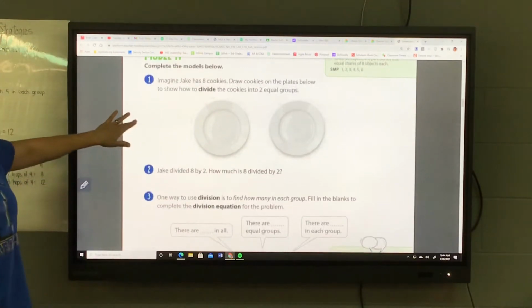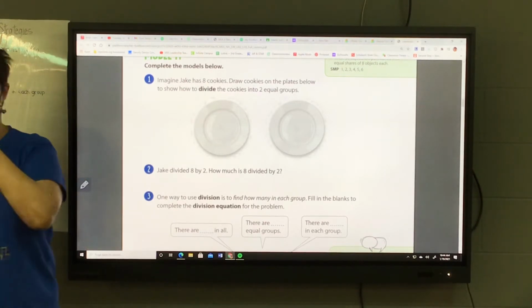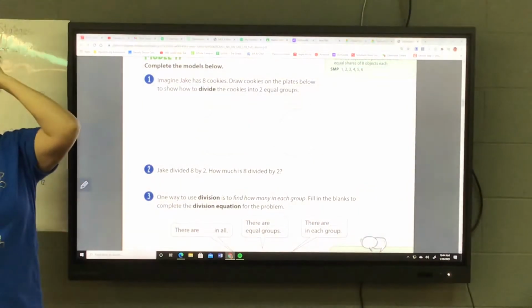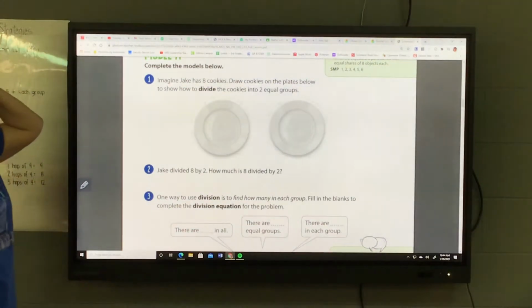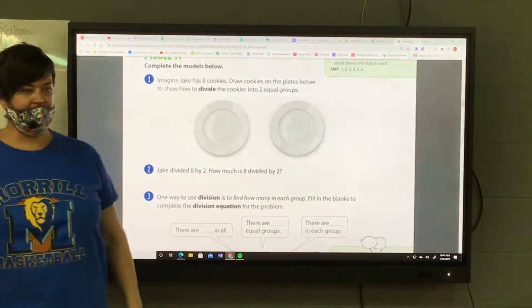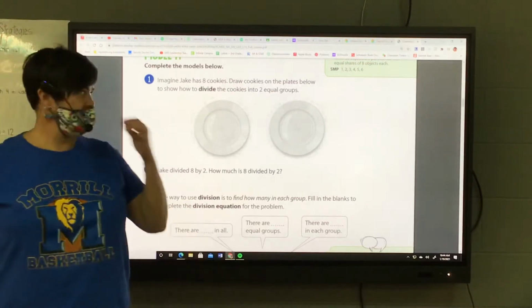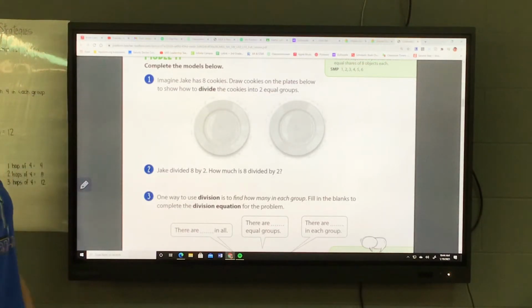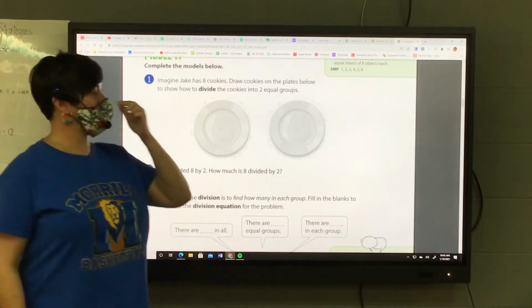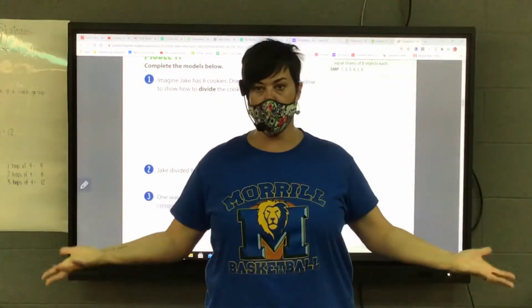Well, let's take a look at this. It says complete the models below. Part 1. Point to part 1. Everybody see where we're getting ready to start on? Imagine Jake has 8 cookies. How many cookies? 8. Draw cookies on the plate below to show how to divide the cookies into 2 equal groups.